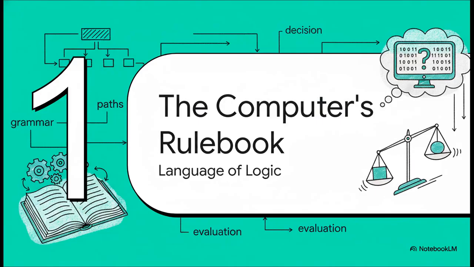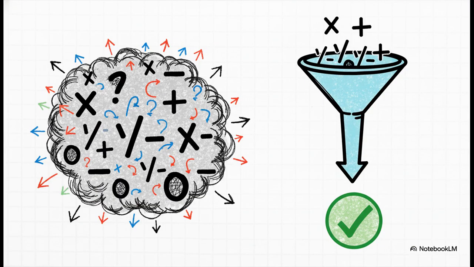All right, so for our first section, we're going to look at the computer's rulebook and learn the language of logic. Before a computer can make a decision about something, it has to first understand how to even evaluate the situation. Do you remember back in math class? The order of operations, or as programmers call it, operator precedence, is basically the grammar that prevents total chaos. It tells the computer which part of a math problem to solve first, which makes sure that everyone gets the same answer every single time.